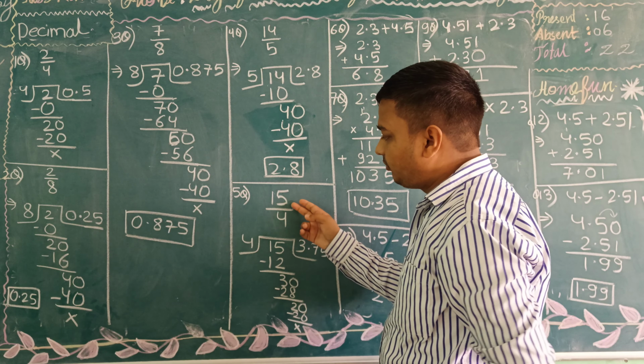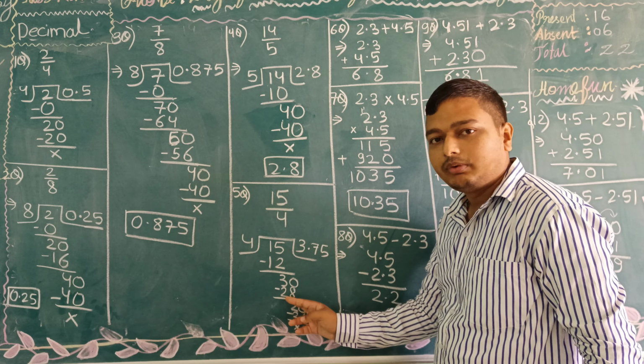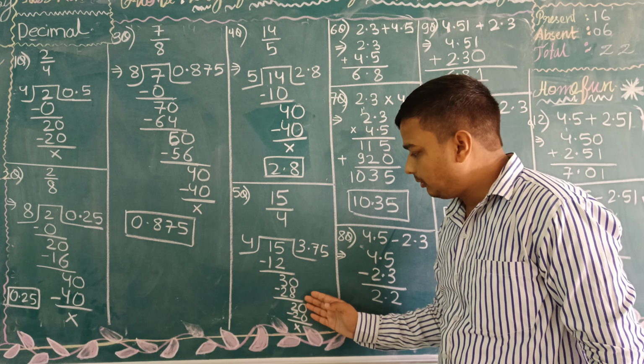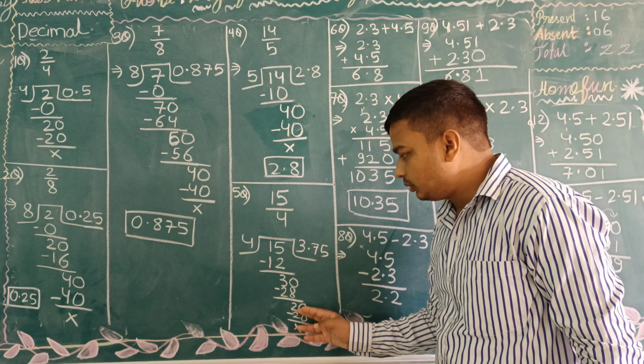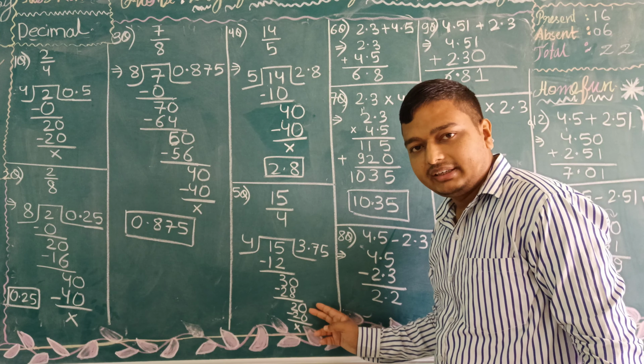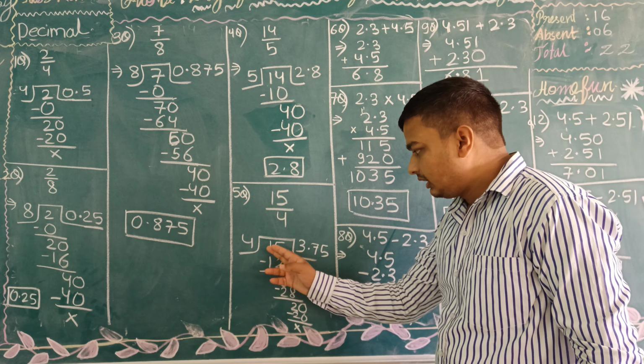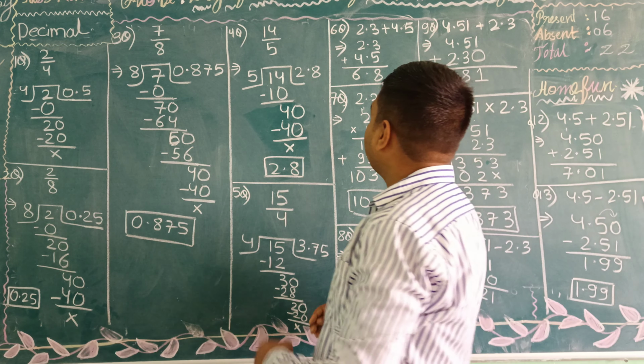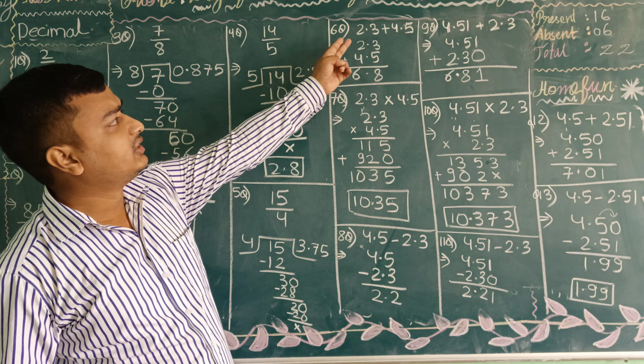Same, let us take another question. 15 by 4. 4 threes are 12. 15 minus 12, I got 3. Again 4 sevens are 28. Already I am able to solve that. Now 30 minus 28 is 2. Already the decimal is there, so I can take a 0 over here. Now 4 fives are 20. Cancel. So what is the answer? 3.75.